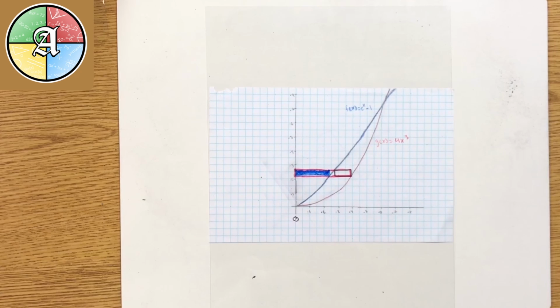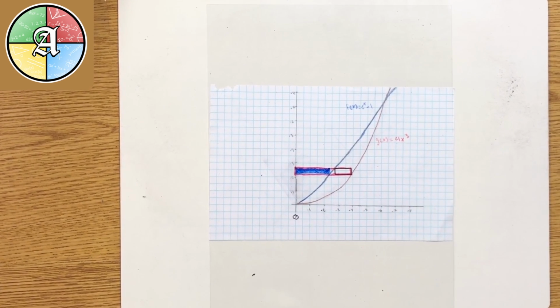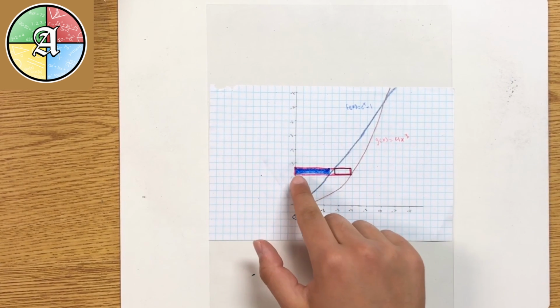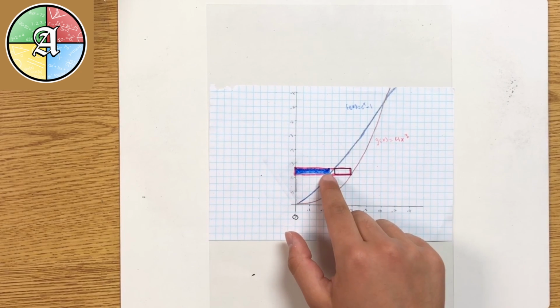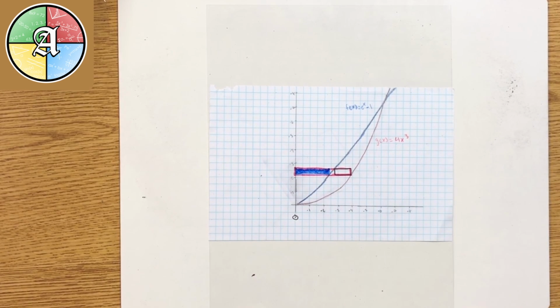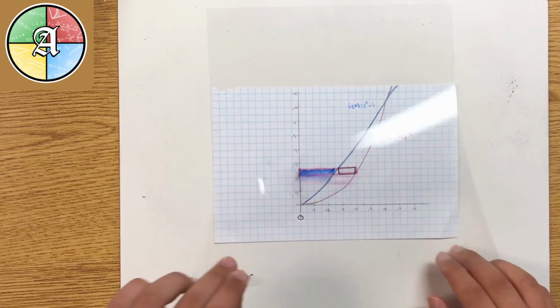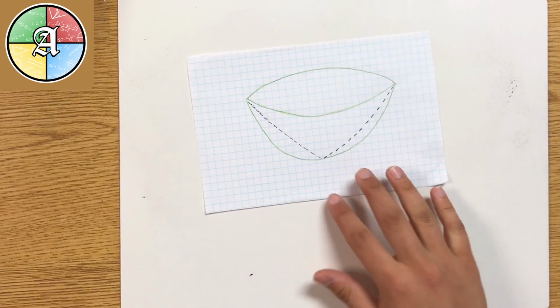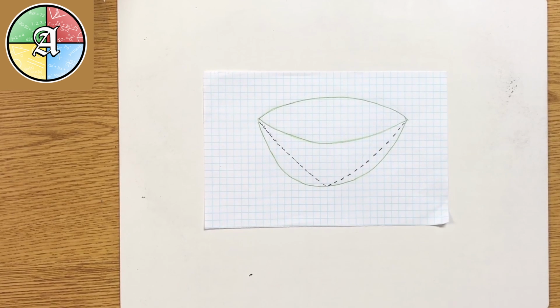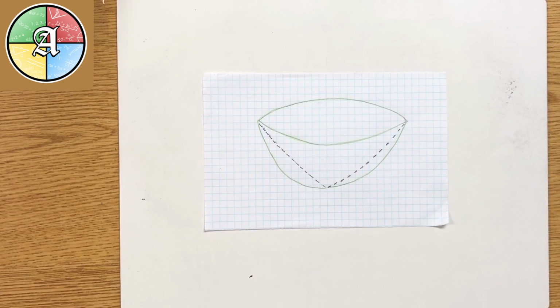The washer method is about subtracting. In our case, we're subtracting the space from 4x cubed to the y-axis, as shown by the red rectangle, by the space from e to the x minus 1 to the y-axis, as shown by the blue rectangle, in order to get our intended space as shown by the black rectangle. This is what it would look like if you were to revolve it. It's not necessary to do this, but it's good for visualization, and it helps with understanding the washer method.